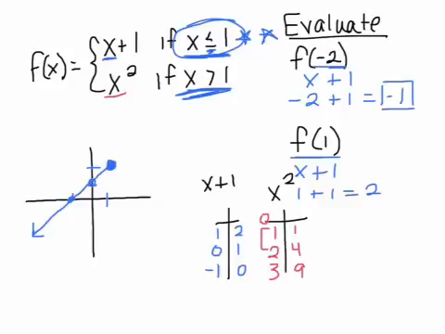So at 1, 1, I'm going to have an open circle. At 2, 4. At 3, 9. So I know it's a parabola, so it's going to curve up like this. Now I have 2 pieces to my function.